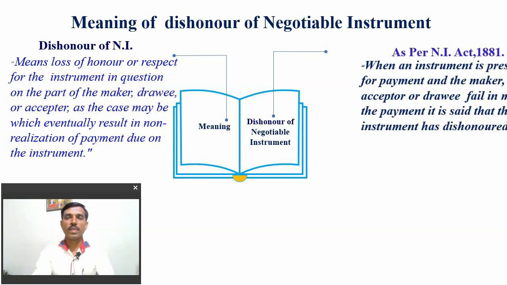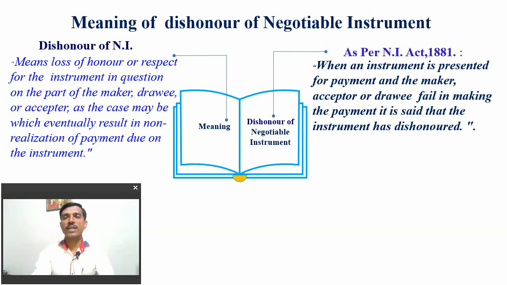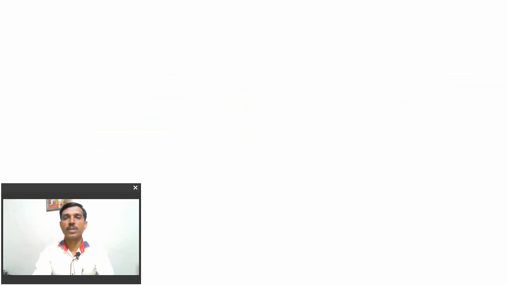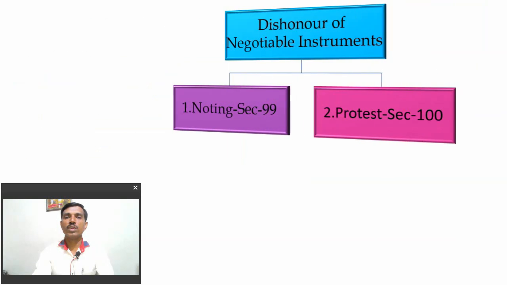So non-realization of payment due on the instrument, or non-payment of the instrument, is the dishonor of a negotiable instrument. As per the Negotiable Instruments Act 1881, when the instrument is presented for payment and the maker, acceptor or drawee fails to make the payment, it is said that the instrument has been dishonored. So failure in payment is dishonor. Dishonor occurs in two ways: non-acceptance of the negotiable instrument and non-payment.